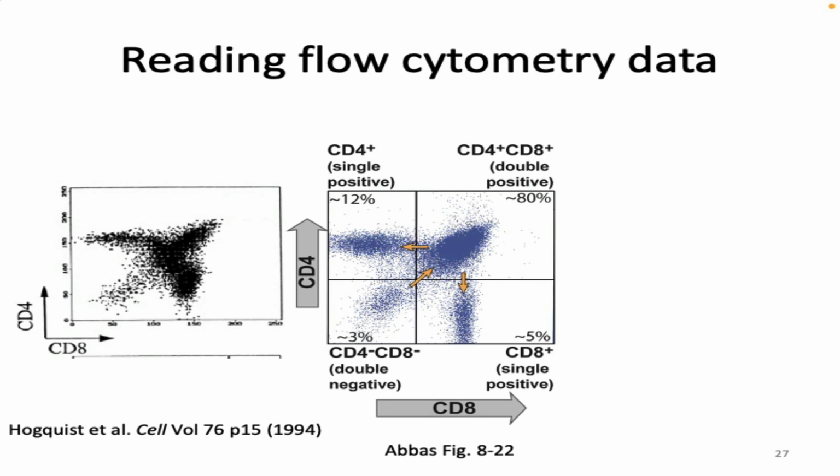Sometimes if a type of cell is not present in a particular situation, there should be nothing in that quadrant. So sometimes a quadrant could be blank. That's okay.